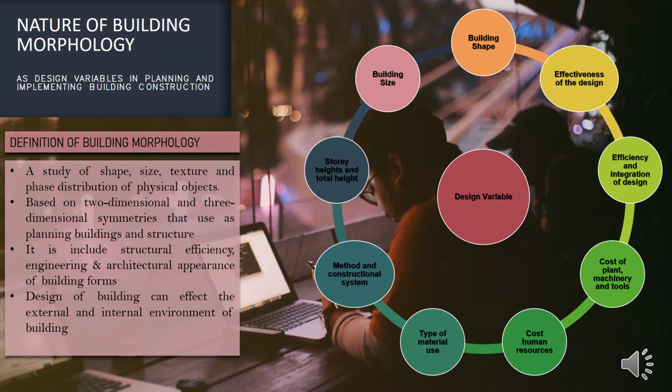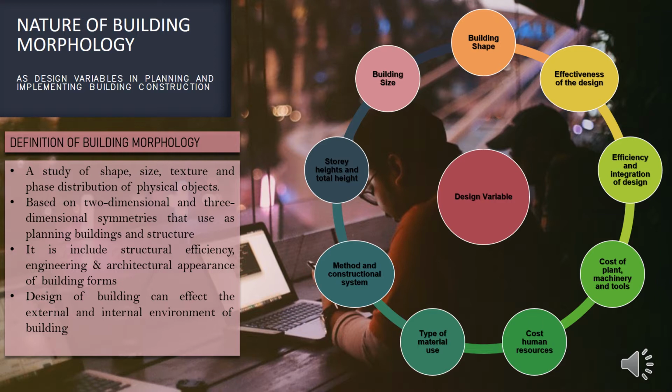As you can see here, these are the design variables. Building morphology can also be known as design variables, which greatly influence the efficiency of design and control the appearance of the building on both external and internal environment. On this slide, there are 9 design variables that will be explained in this PowerPoint.